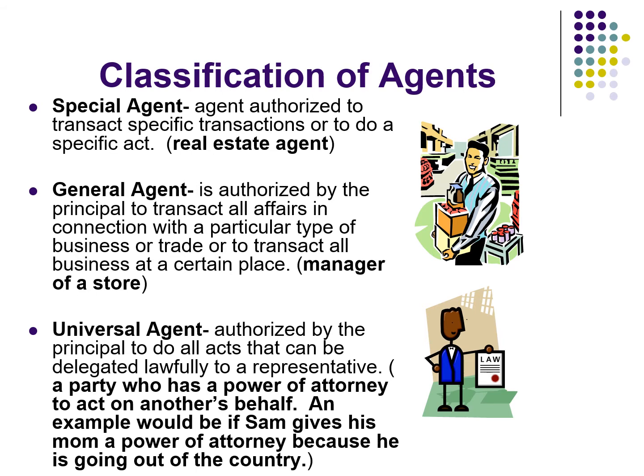Prime example is the real estate agent. When you retain a real estate agent, you are authorizing them to help you negotiate a contract as it relates to land or property. That's the only area in which that agent is authorized to negotiate contracts on your behalf. The general agent is authorized by the principal to transact all affairs, all the business contracts and relationships that might be necessary to conduct a particular type of business.